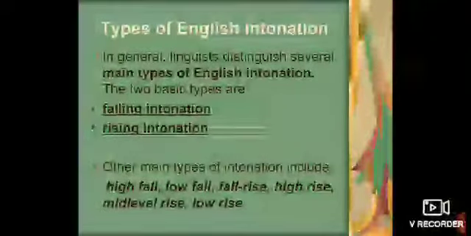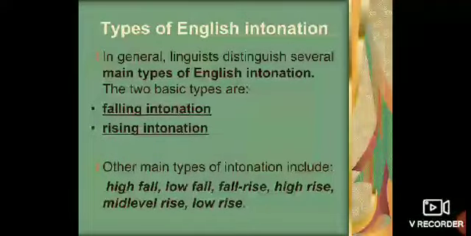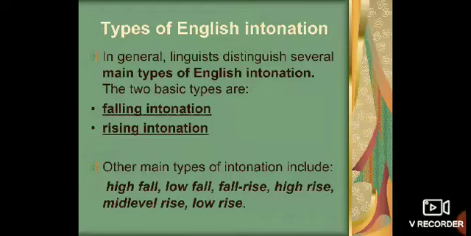So, types of English intonation: there are two basic types. Among them, you also should remember our previous lectures' patterns when it was concerned with the types of English intonation. There are many others, as you may see in the below part of this slide, but there are two basic types. They are falling intonation and rising intonation in English sentences.